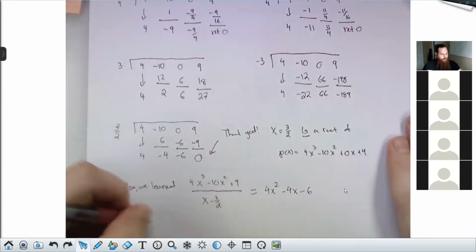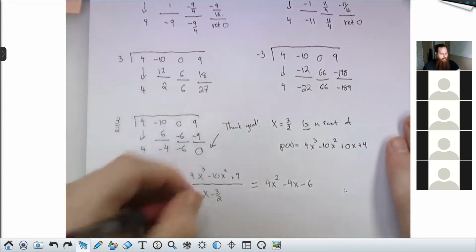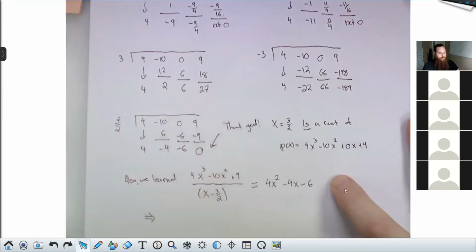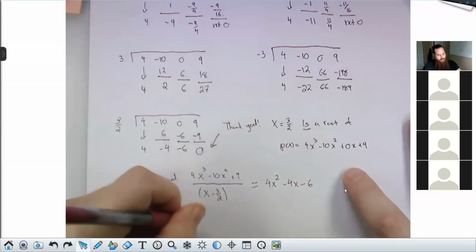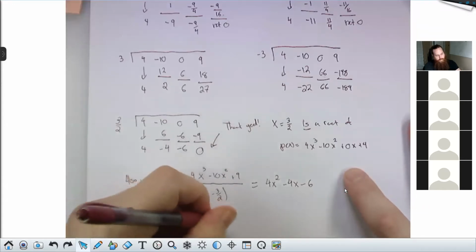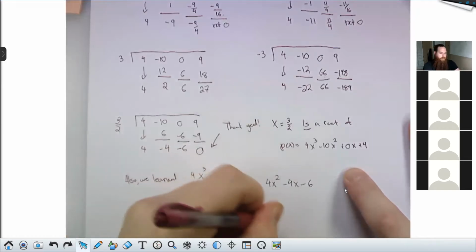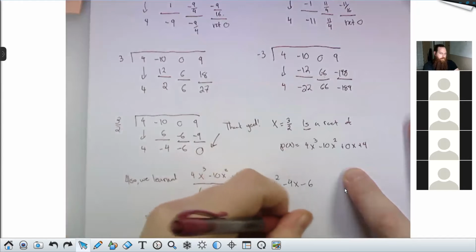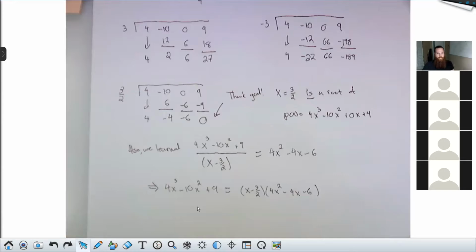Here's the good news. We no longer have to continue searching like this, because if you multiply both sides of this expression by x minus 3/2, you get 4x cubed minus 10x squared plus 9 equals x minus 3/2 times 4x squared minus 4x minus 6. So in other words, I was told I want to factor this thing. This looks like a step in the right direction, doesn't it? I factored it a little bit.